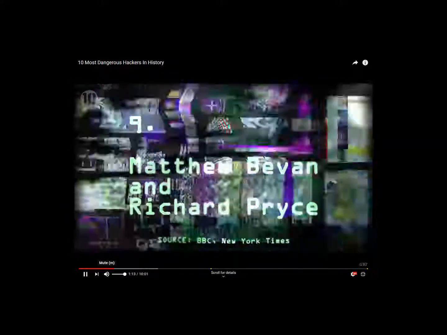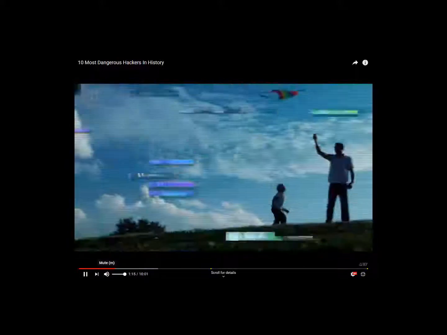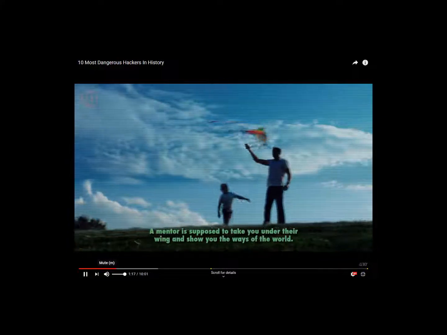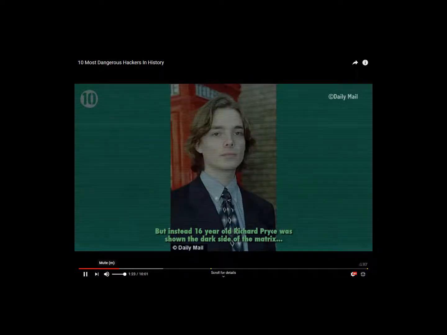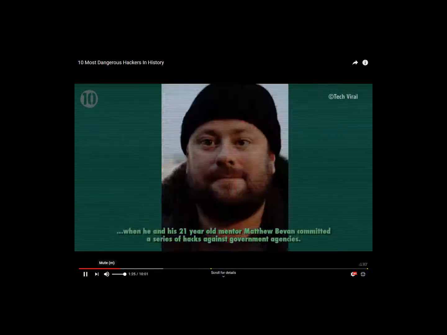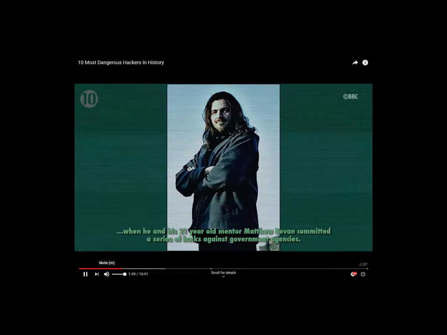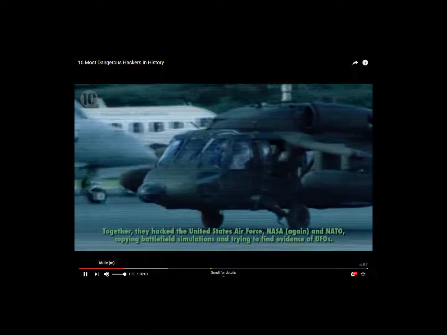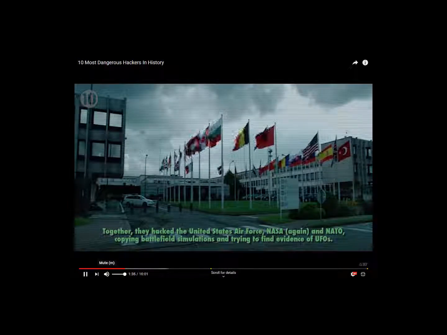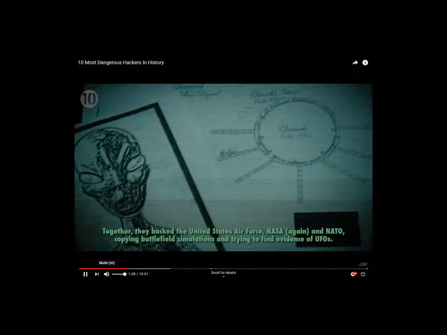9. Matthew Bevan and Richard Price. A mentor is supposed to take you under their wing and show you the ways of the world. But instead, 16-year-old Richard Price was shown the dark side of the Matrix when he and his 21-year-old mentor Matthew Bevan committed a series of hacks against government agencies. Together, they hacked the United States Air Force, NASA, and NATO, copying battlefield simulations and trying to find evidence of UFOs.